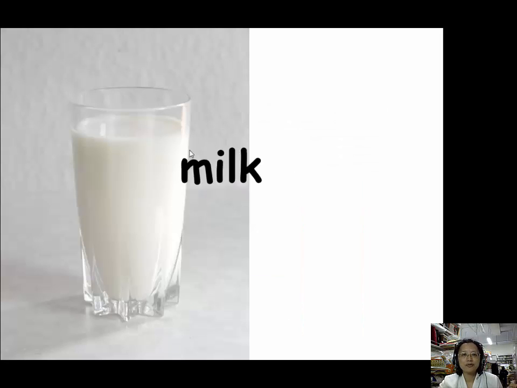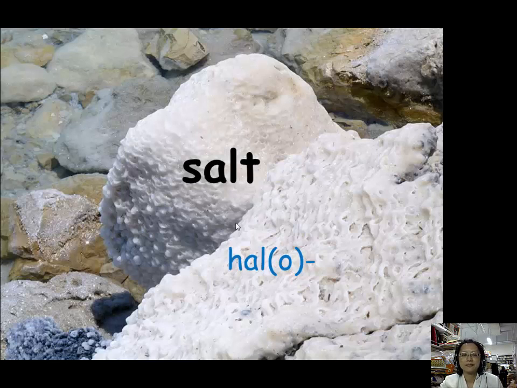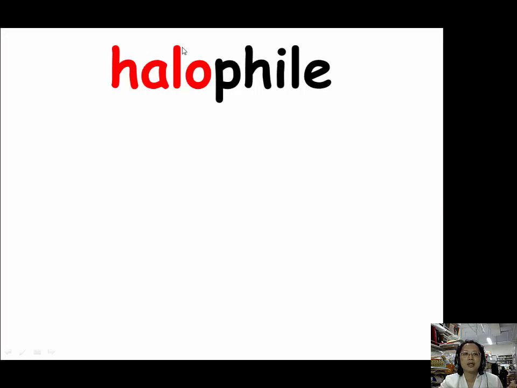Let's review what we've done for milk. We have two prefixes, galacto, G-A-L-A-C-T-O, or lacto, L-A-C-T-O. For salt, we use this prefix, halo, H-A-L-O. Our example is halophile.